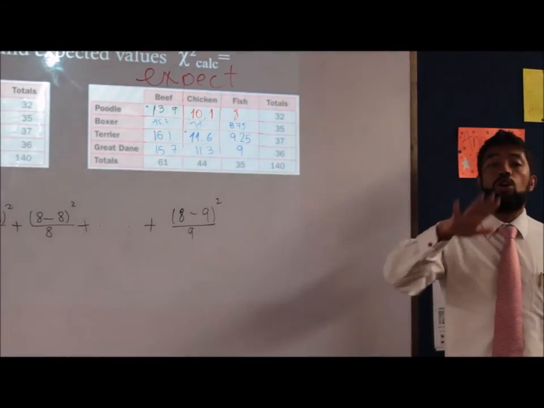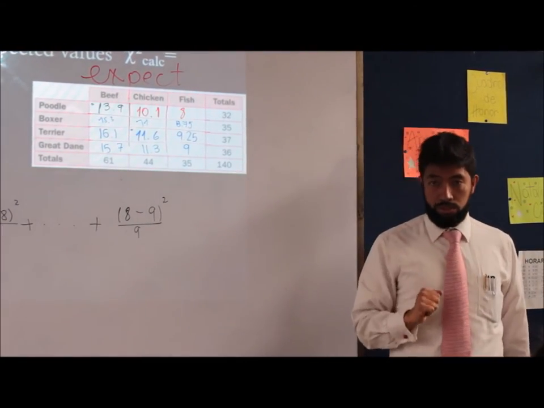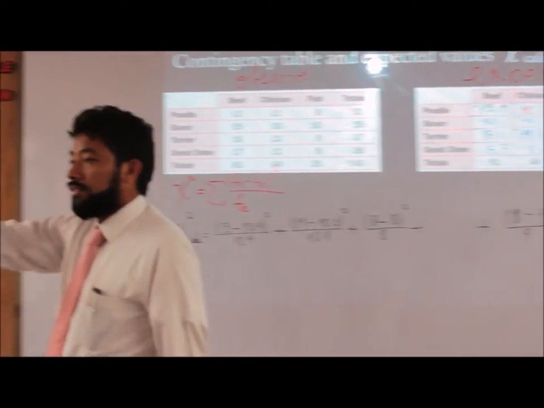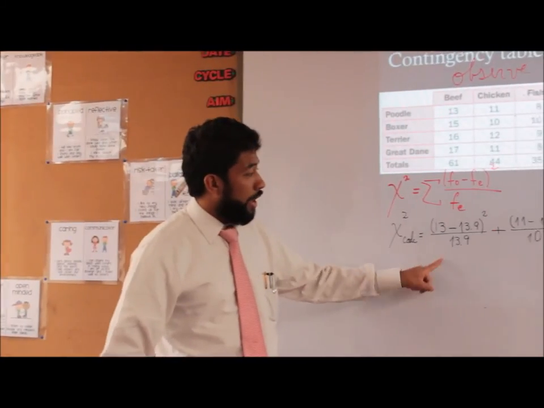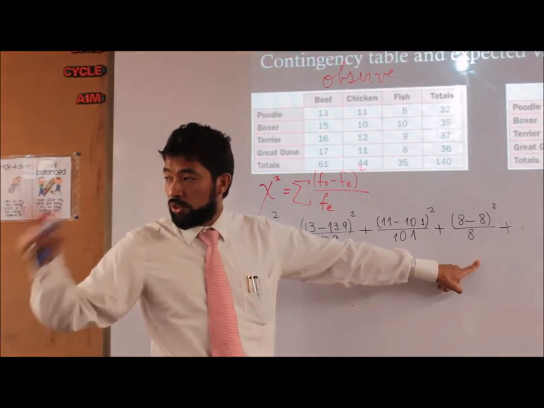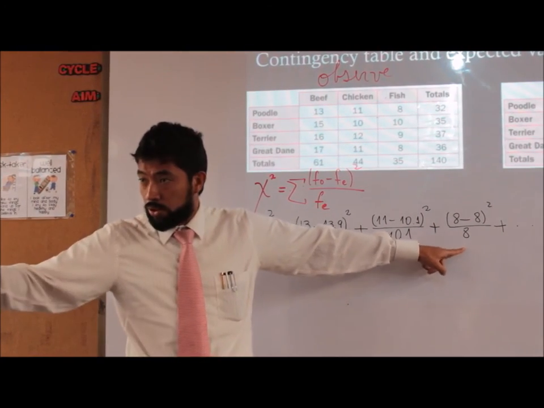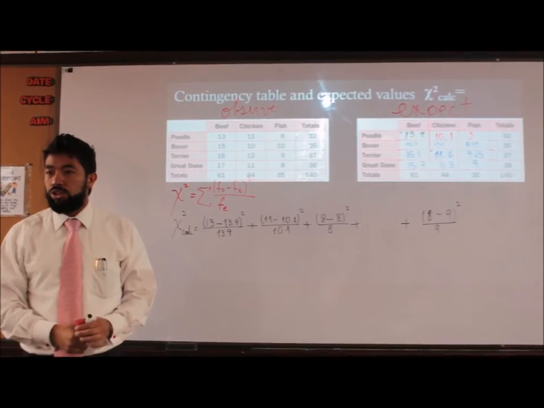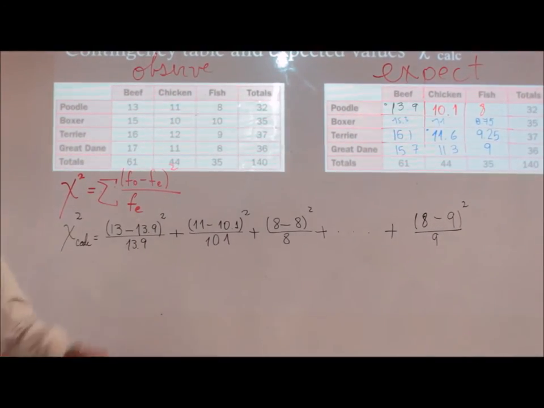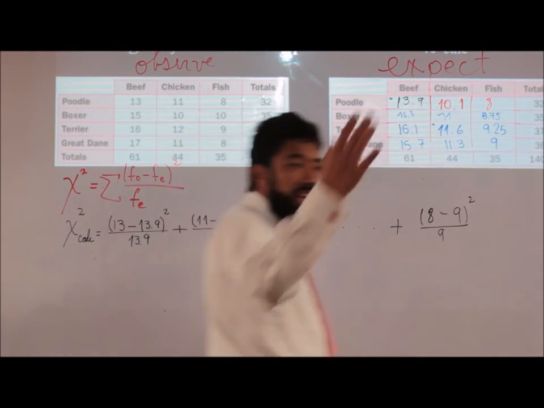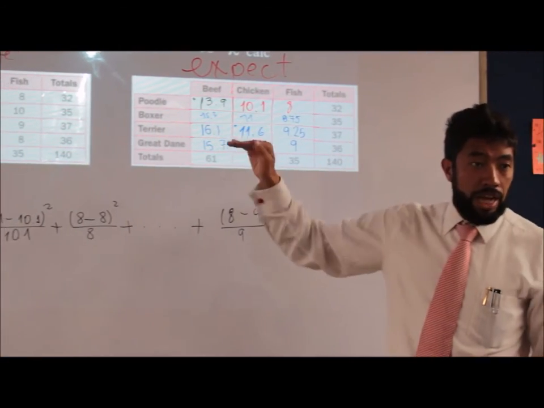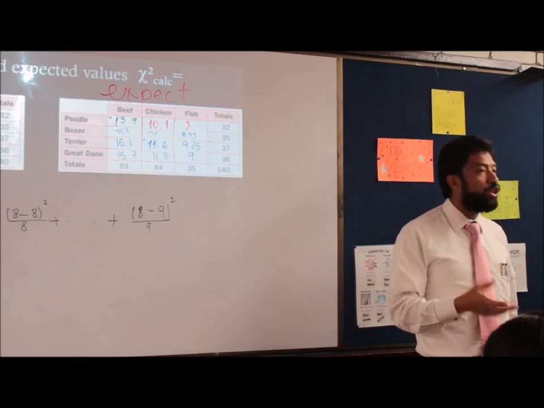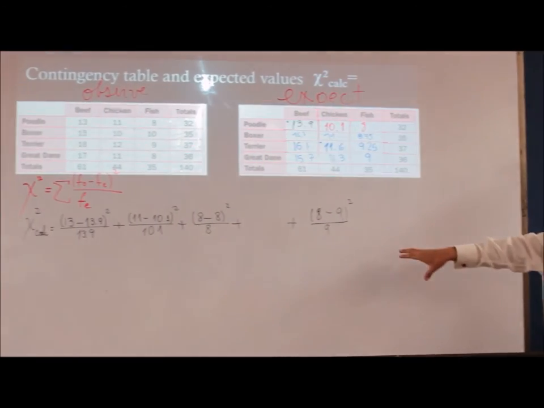Now, how are we going to do this? I will ask the students in this line: you are going to find the first three expressions in the calculator, with the pool row. This line, you are going to do it with the boxer column with those three values. In here, you are going to do it with terrier values. And you are going to do it with Great Dane values. At the end, I will ask and we add. Clear?